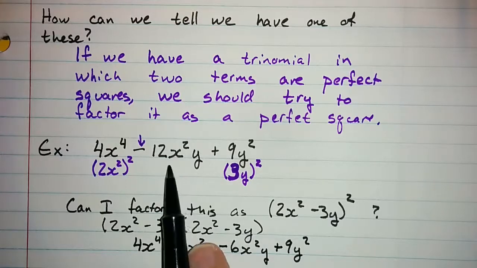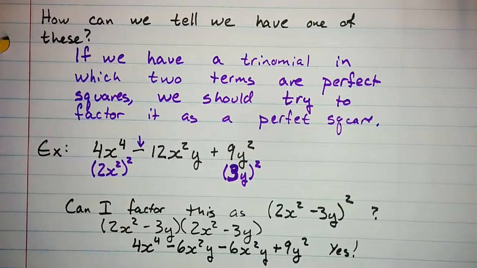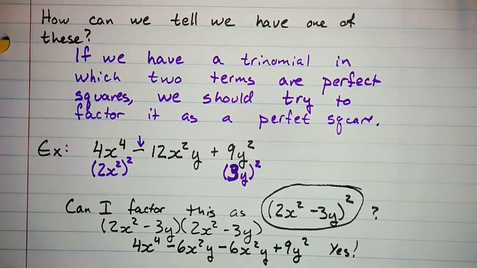Combining these two like terms in the middle? Yes. This does factor as a perfect square. Now, is this easier than other procedures I might use? Yeah, it is. Sometimes it doesn't work.